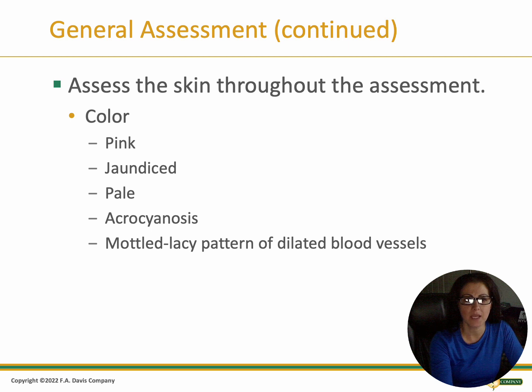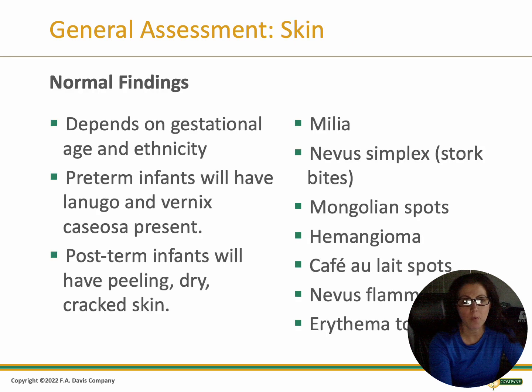You want to assess their skin. Note for any changes in coloration. They should be pink throughout, although acrocyanosis is usually documented within the first 12 hours of life, and that's simply bluer hands and feet as the circulatory system is adjusting. Normal findings with the skin, again, depend on gestational age and ethnicity. Preterm infants usually will have lanugo and vernix. Postterm infants will have more peeling, more dry, more cracked skin.